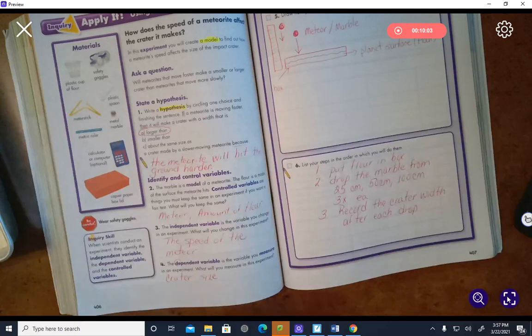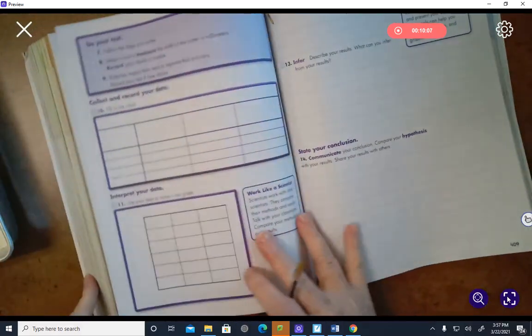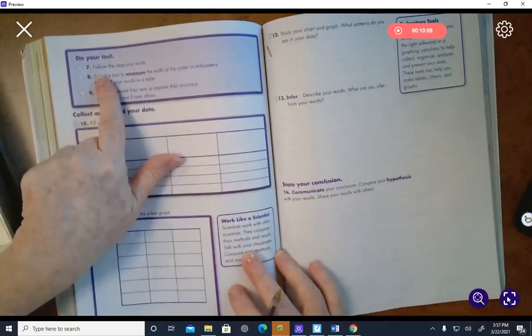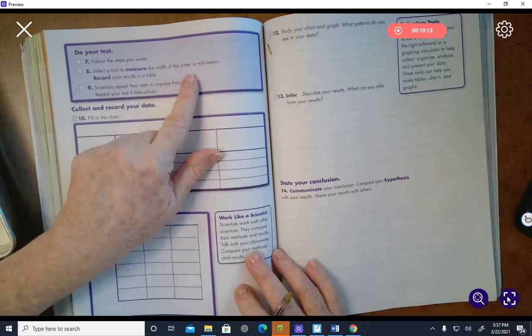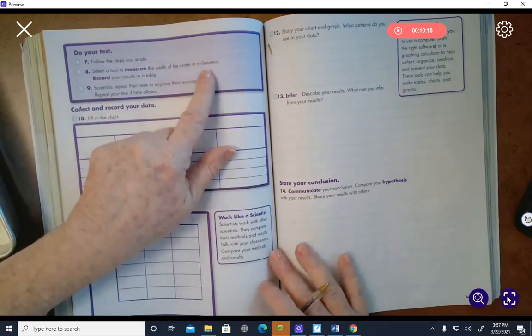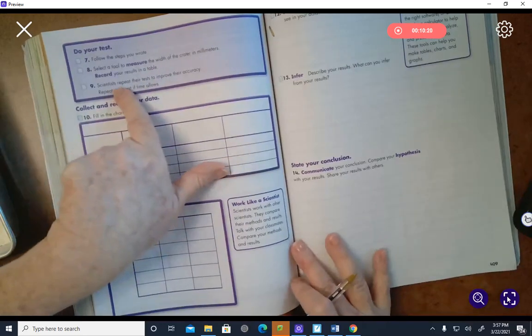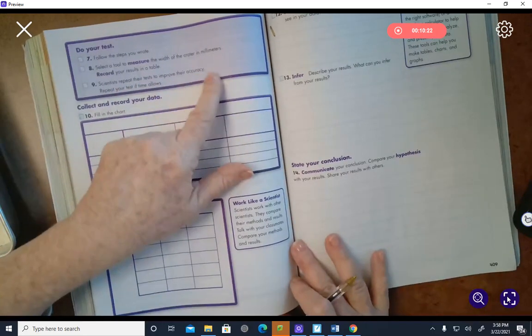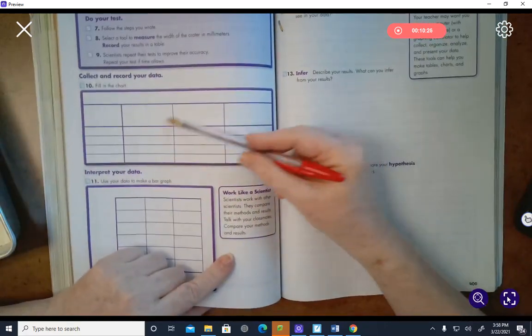Okay, and we're going to come over here, and this is where it asks us to follow the steps that we wrote, select a tool to measure the width of the crater in millimeters, record the results in your table, and they repeat their test to improve their accuracy. Repeat your test if time allows. So this is what we're going to start.